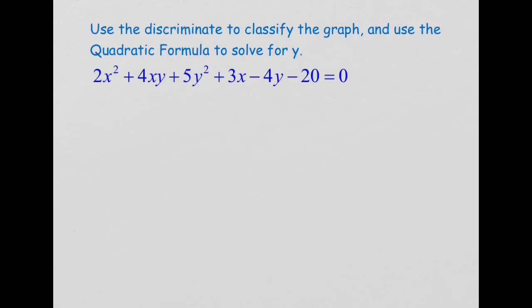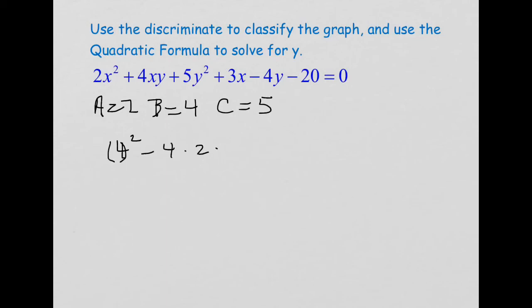On this problem, we're going to use the discriminant to classify the graph and use the quadratic formula to solve for y. So again, we pull out A, B, and C. A equals 2, B equals 4, and C equals 5. So that gives us 4 squared minus 4 times 2 times 5, which is 16 minus 40. And that's negative 24, which is less than 0, which makes it an ellipse.